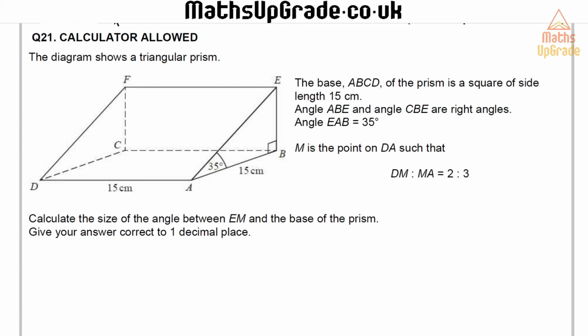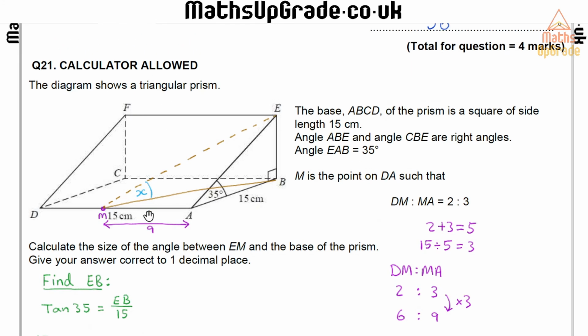So let's just draw on that point M. There's the point M there. And there's the angle I need to find. It's between EM and the base of the prism. So this is the angle X I need to find. The way I'm going to do this question is, first of all, I'm going to find EB. EB I can find using simple trigonometry. When I've found EB, then I'm going to find the length of MA. Once I've found MA using the ratio here, I can then find the length of BM using Pythagoras. And lastly, I can find the angle X. So let's do that now.